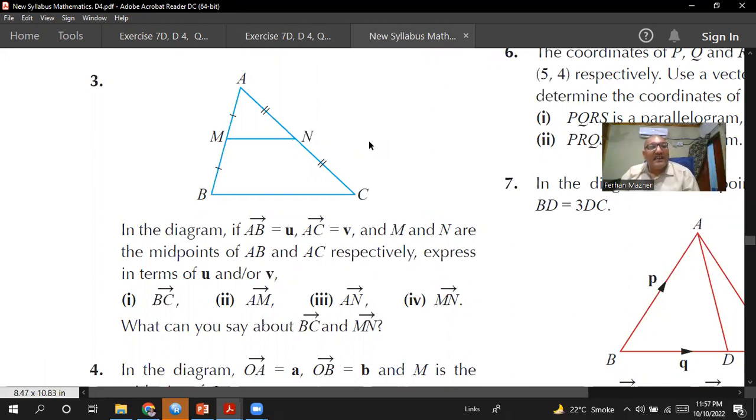He says, in the diagram, if AB represents U, thank you very much for the coffee, my brother Suleiman Mazher.